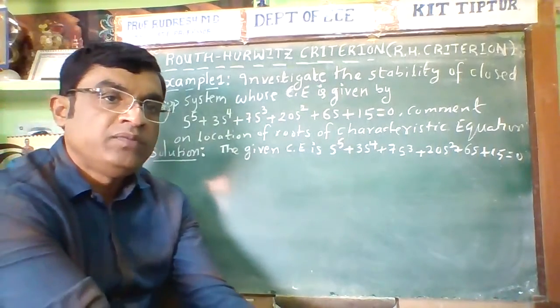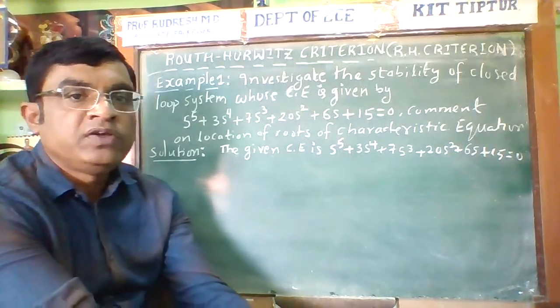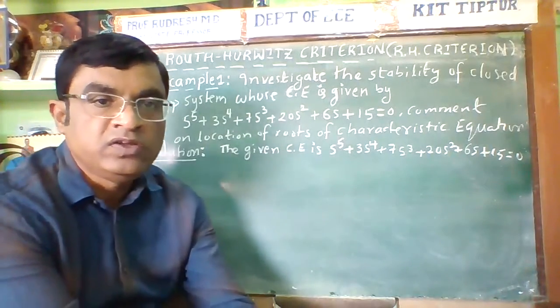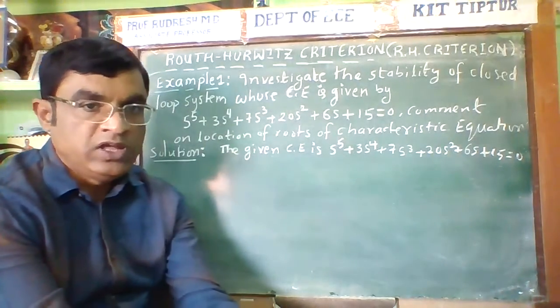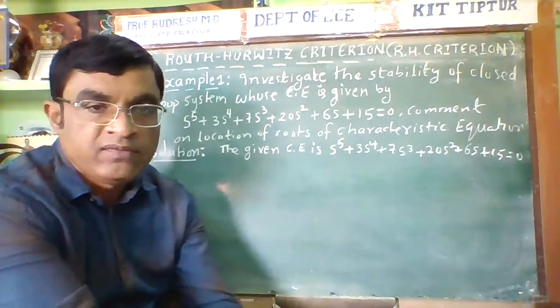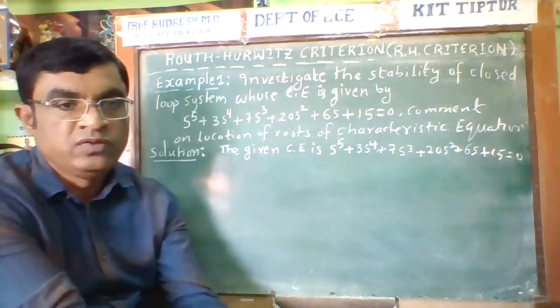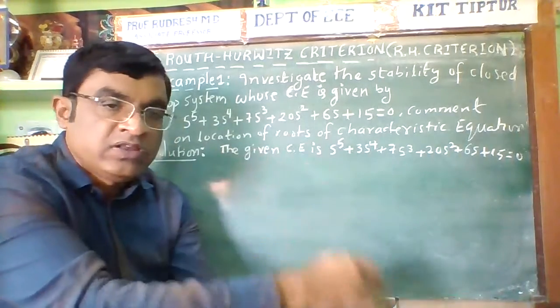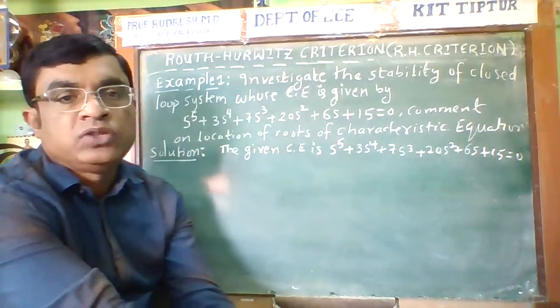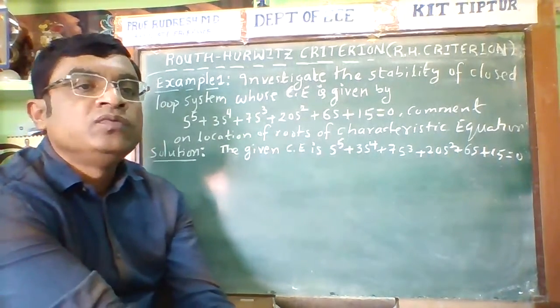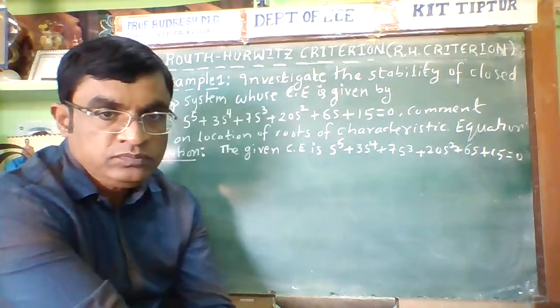In the next type of problem, instead of giving the characteristic equation, they are going to give the G(S) value and H(S) value. Then we need to find out the characteristic equation. We know that the characteristic equation is 1 plus G(S) into H(S) equal to 0. Find out the characteristic equation, form the Routh array, and verify the system stability.